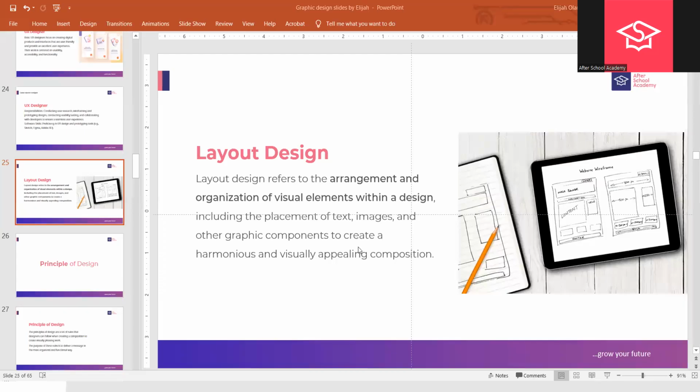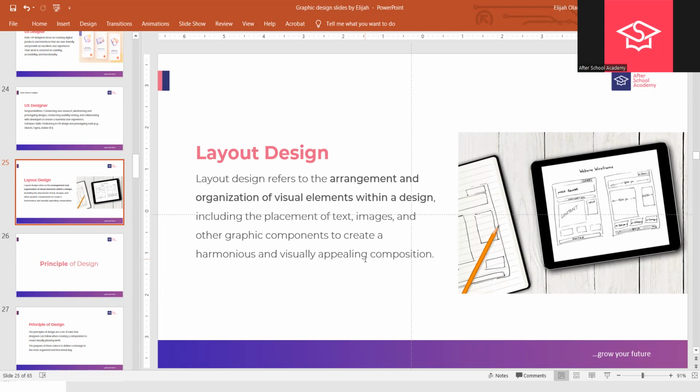Briefly, what I first want us to talk about is the layout, right? Now, layout design. Layout design is the arrangement and organization of visual elements within a design. When you are talking about layout, it's how you arrange every element of your design, your color, where you position your logo, where you position your image. You understand? How you arrange all of these things, that's what makes up a layout, right?